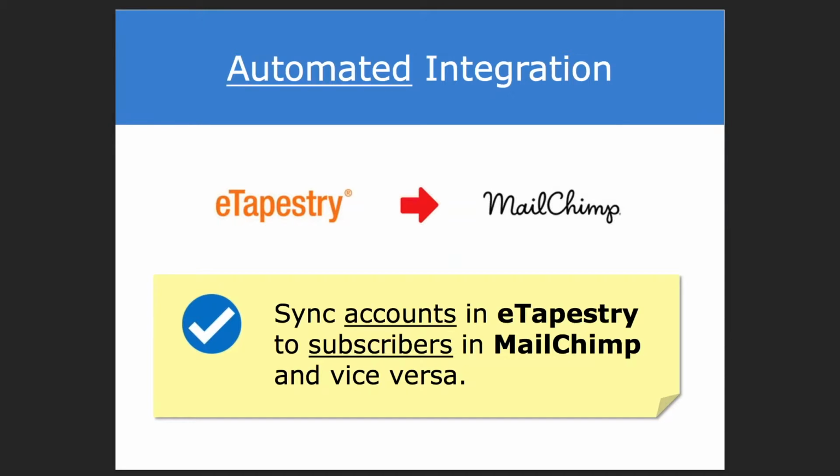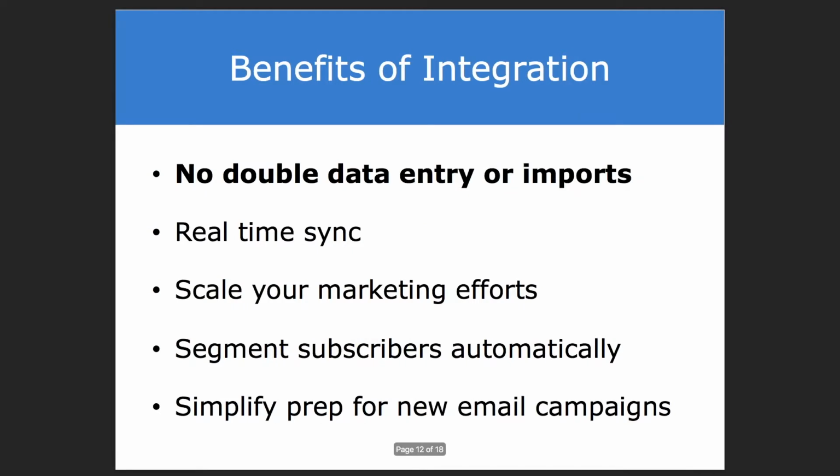So our integration automatically creates subscribers in MailChimp based on new accounts created in eTapestry. Our integration can optionally create new constituents in eTapestry based on new subscribers in MailChimp. And we'll go through both of those workflows here in a second. Our integration is near real time, refreshing about every 15 to 20 minutes. So that means there's no more double data entry, no more cumbersome imports.